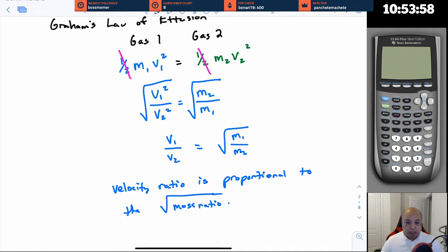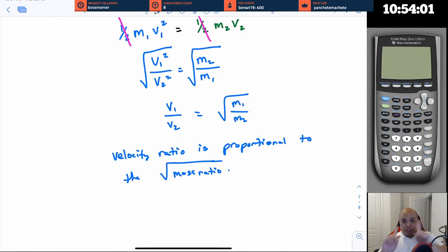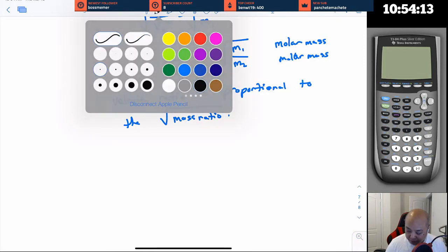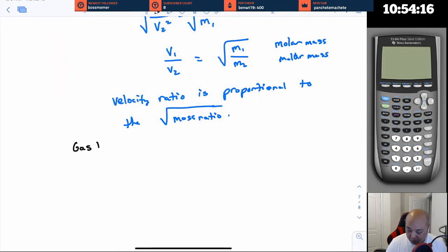You're welcome. So if you take the masses of two things, what we're going to plug in here is molar mass instead of just mass. So we can apply this to gas 1, which is U235F6, and then gas 2, which is 238F6.